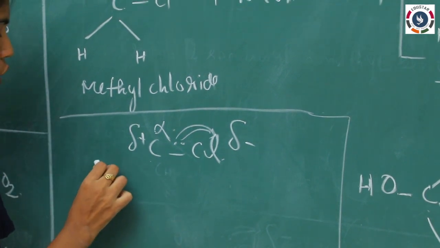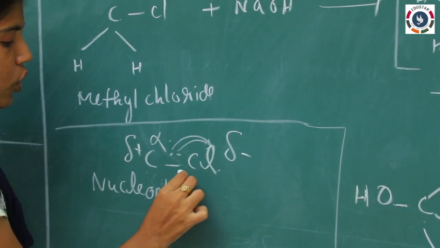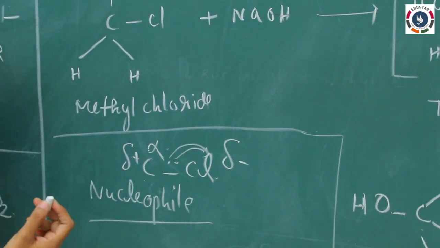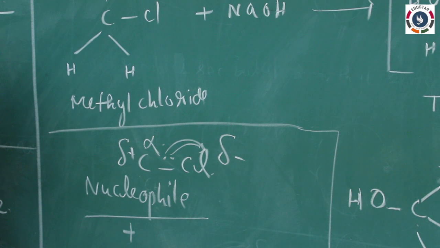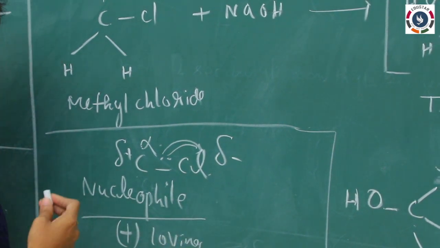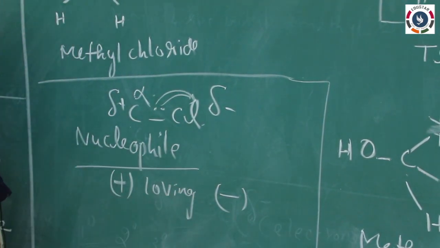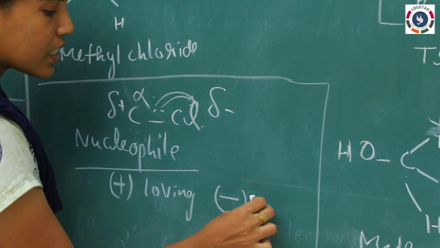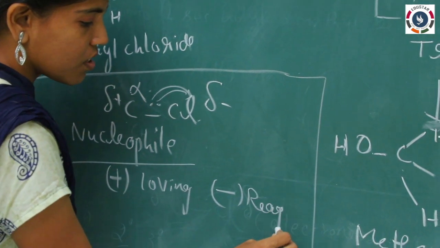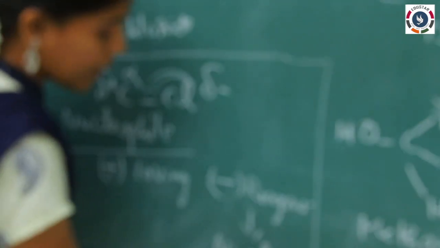Here in the nucleophilic substitution, what is called a nucleophile? Nucleus means positive charge, right? So a positive-loving thing will be a negative thing. So, a negative reagent is called the nucleophile.